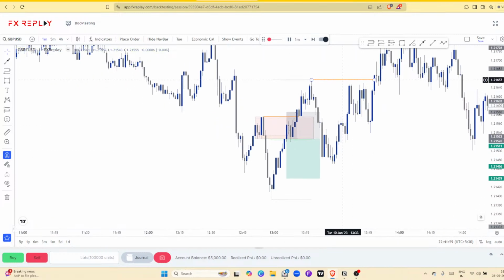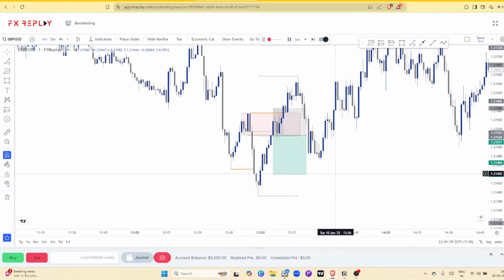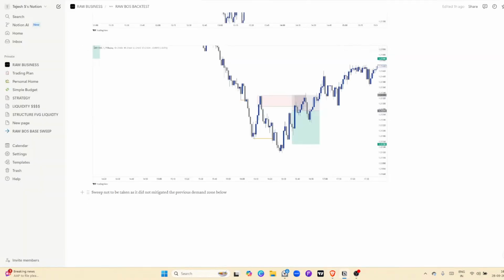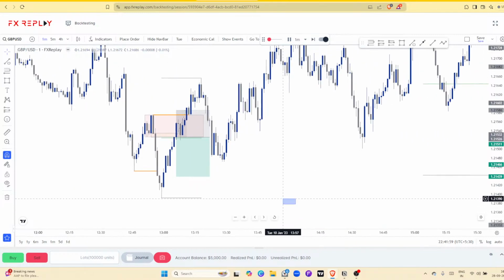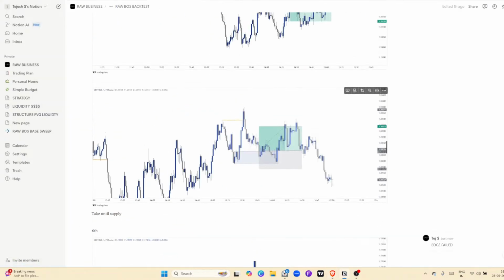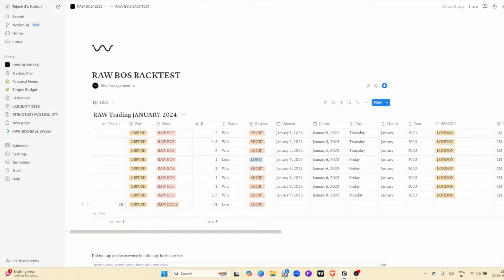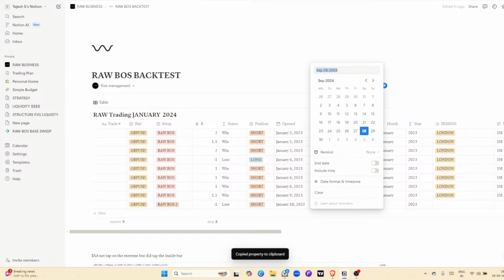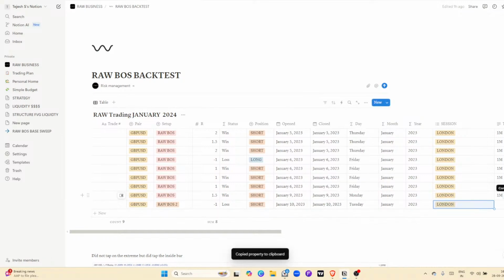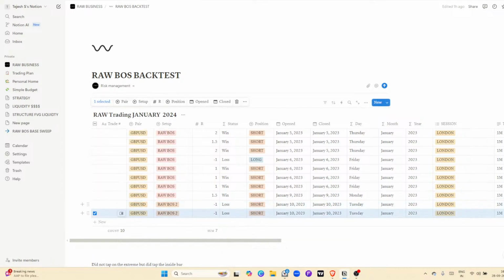I also make sure I journal these, because journaling is an important part of backtesting. So this was one of the trades I backtested. I think I have added it. Minus the short is on 10th. 10th is here, so we just copy this here. The London session. Copy this here. So to make it easier, I just duplicate it.